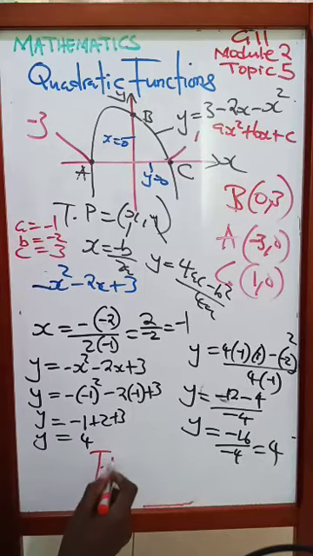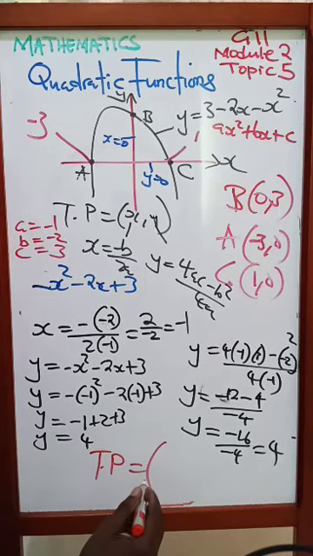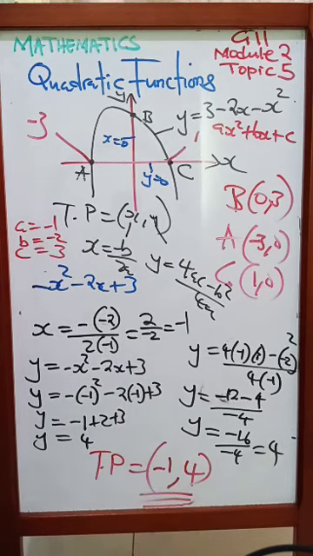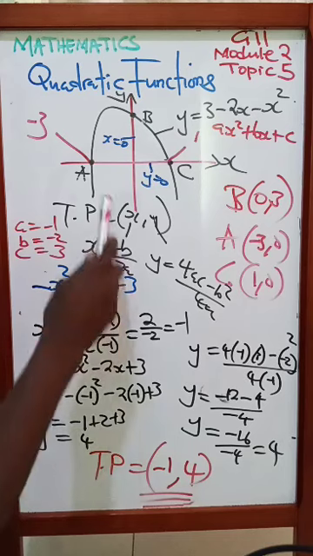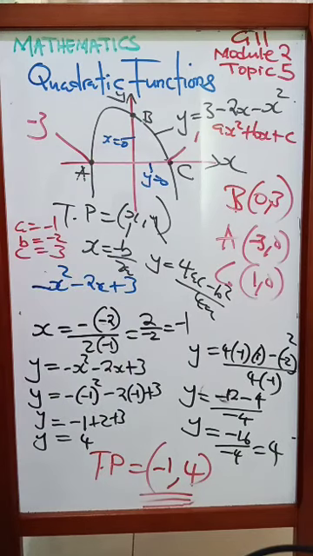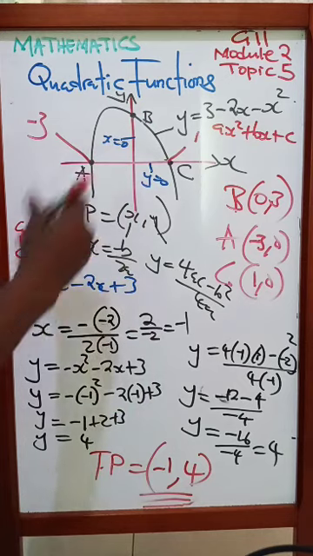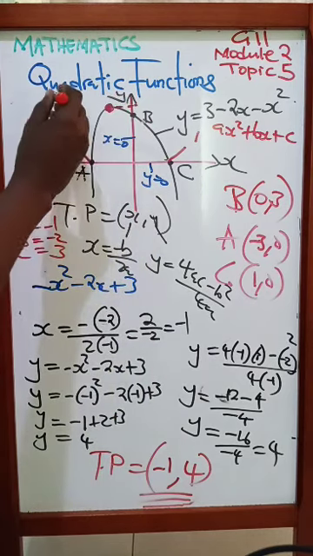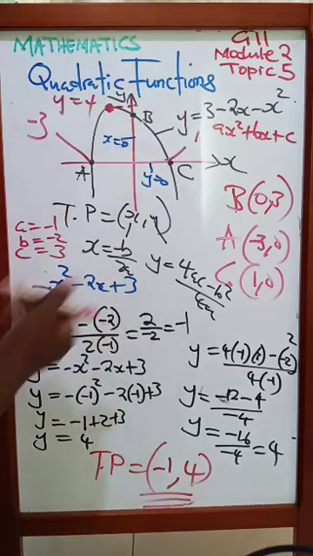The turning point of this graph is at x = -1, so the value of y is equal to 4. Sometimes the question can ask you to find the maximum value of this graph. In this case, you just say y is equal to 4. So the maximum value is y = 4.